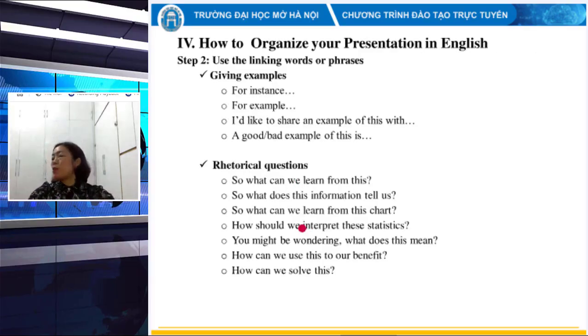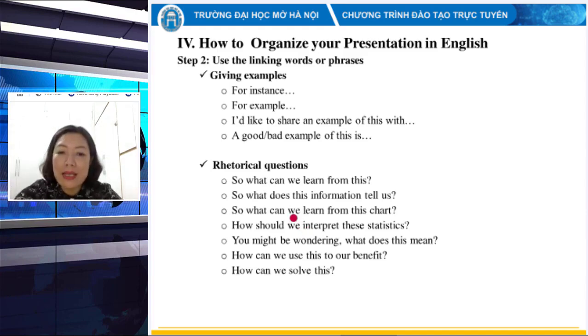If you want to give examples, you just say, for example, for instance, I'd like to share an example of this with, a good example of this is, right? So you give examples.